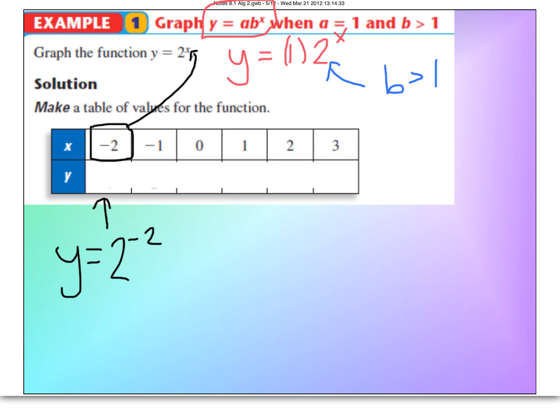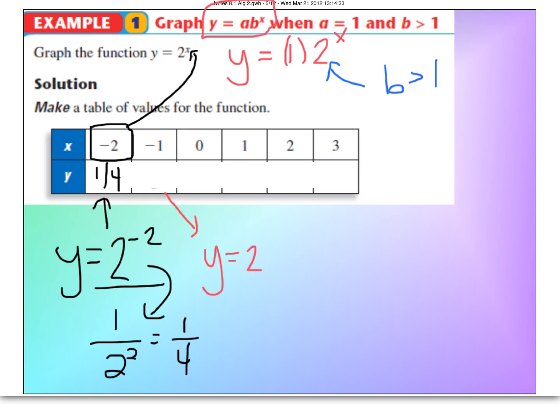Now remember in chapter 6, we can get rid of negative exponents. You just drop it down below. So this would be 1 over 2 squared, and 2 squared is 4. So the answer here would be 1/4. For negative 1, it's going to be similar. You're going to do y equals 2 to the negative 1 power. Get rid of the exponent, and we get 1/2.